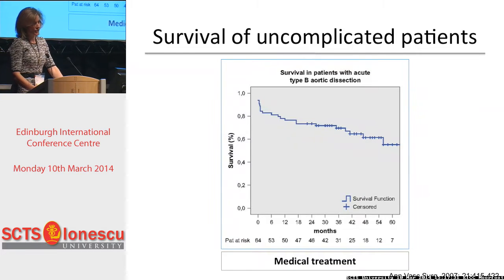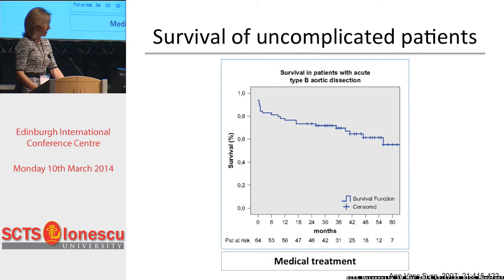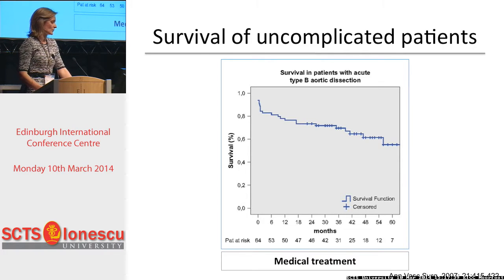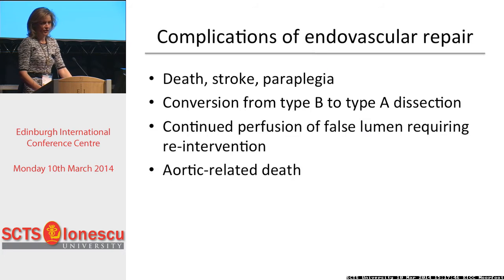Fortunately, the majority of patients who present with type B aortic dissection are uncomplicated, normally around 75% in large series. But if we look at these patients over 5 years, we see that in some series, up to 50% of patients are dead. And the question is, should we just be stenting these patients early on?